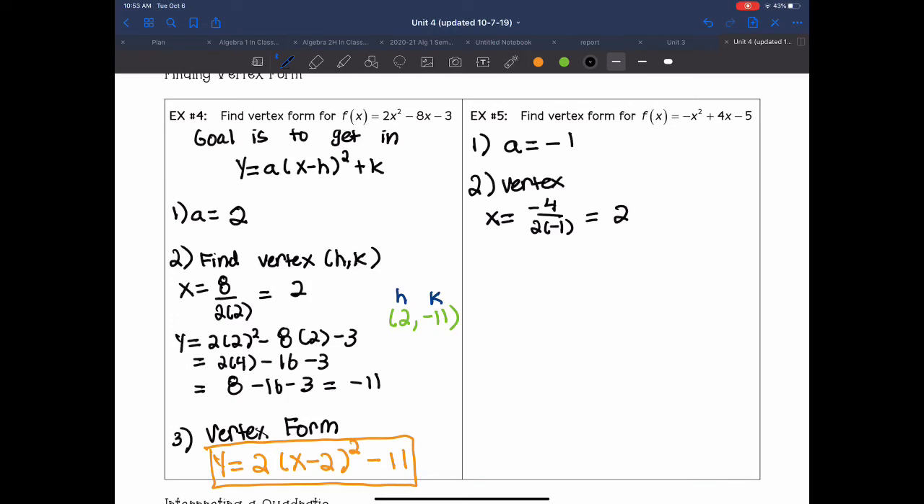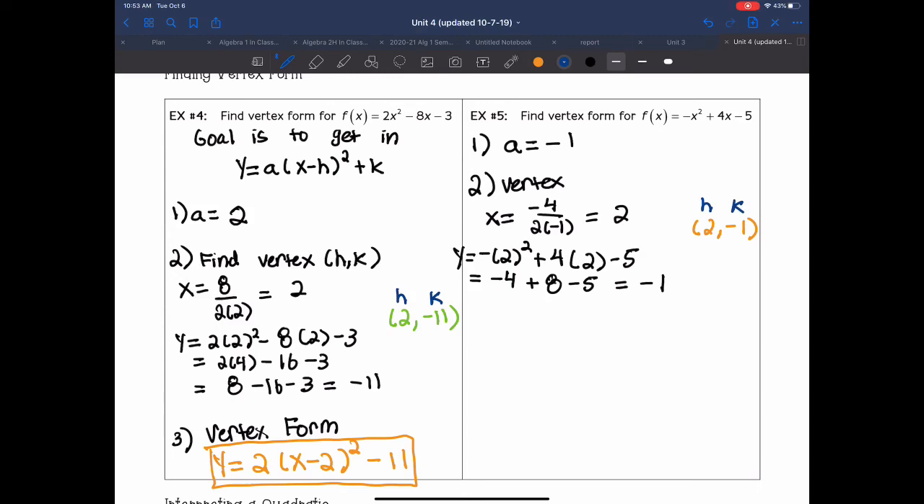me positive 2. If I plug that in, I have Y equals negative 2 squared plus 4 times 2 minus 5. Okay, that turns into negative 2 squared is negative 4 plus 4 times 2 is 8 minus 5. Negative 4 plus 8 is going to be positive 4. Positive 4 minus 5 equals negative 1. So my vertex is going to be 2, comma, negative 1. Once again, that is going to be represented by H, comma, K.